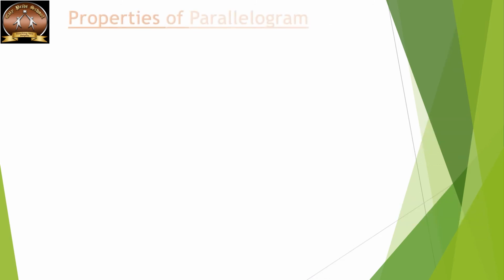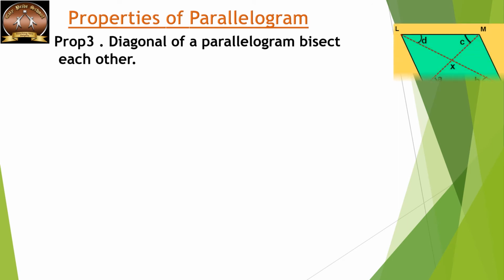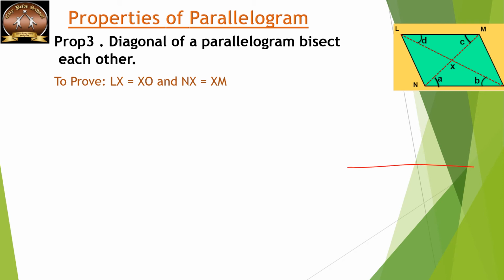Let us see the next property of a parallelogram. According to the next property of parallelogram, diagonals of a parallelogram bisect each other. That means in a parallelogram LMON, let LO and NM be two diagonals. Then one diagonal bisects the other diagonal in a way that LX will be equal to XO. So MN divides the LO by diagonal and XM will be equal to XN. So diagonals bisect each other in a parallelogram, and we are going to prove that.